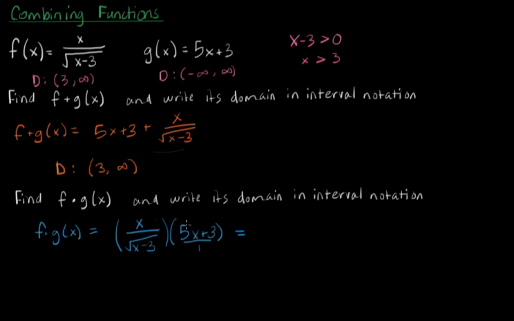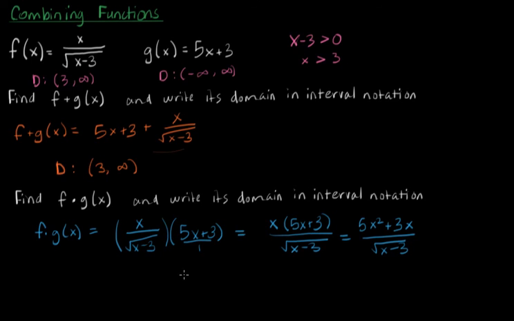So when we multiply them, we just need to multiply the numerators and multiply the denominators. So when you multiply fractions, you just multiply straight across. Multiply the two numerators and the two denominators. If there's no denominator, like in this case, it's just 1. So it's x times 5x plus 3 over the square root of x minus 3. Okay. So this is 5x squared plus 3x over the square root of x minus 3. And that's about all the simplifying that can be done there.